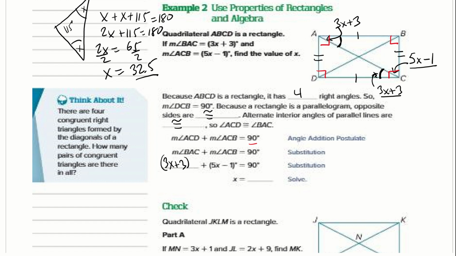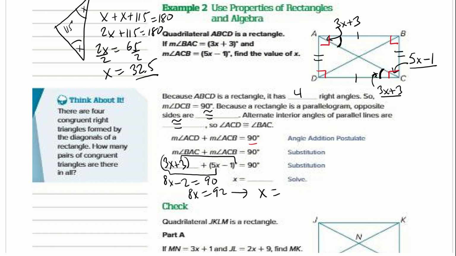All right, and we can combine those. So we get 5x plus 3x is 8x, and then we got 3 minus 1 is 2. So we get 8x minus 2 equals 90. 8x equals 92. Divide by 8 on both sides.